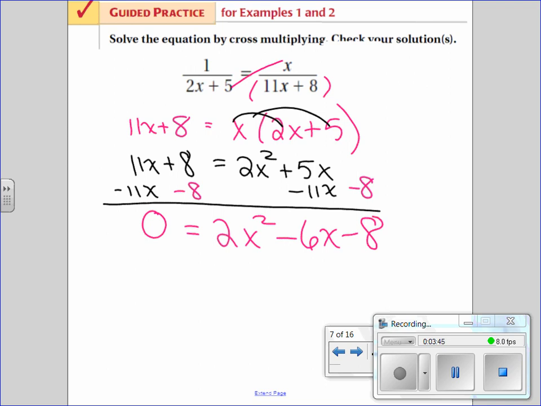So I look at that and I'm like, oh, box method. But then I'm like, wait a minute. There's a common monomial. Yeah, since we have that common monomial of 2, we are just going to do an old-fashioned method problem.